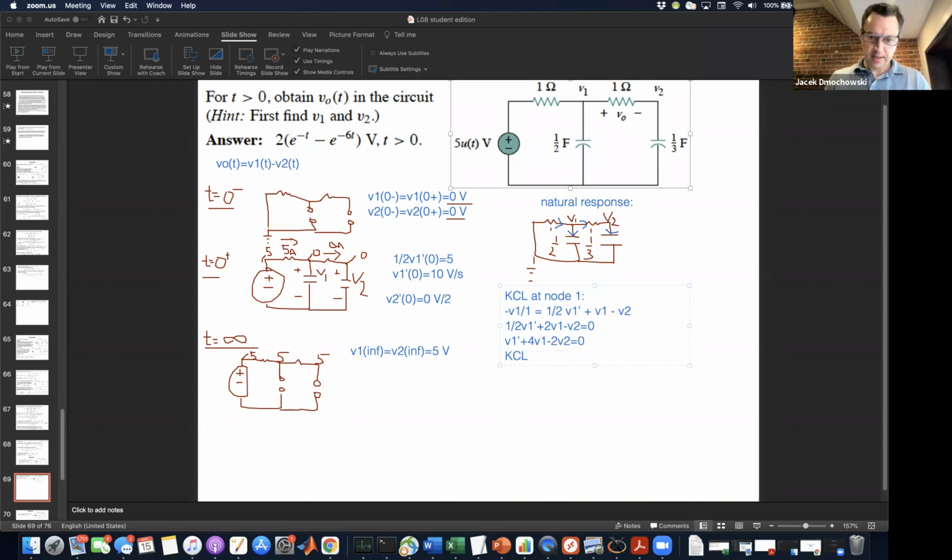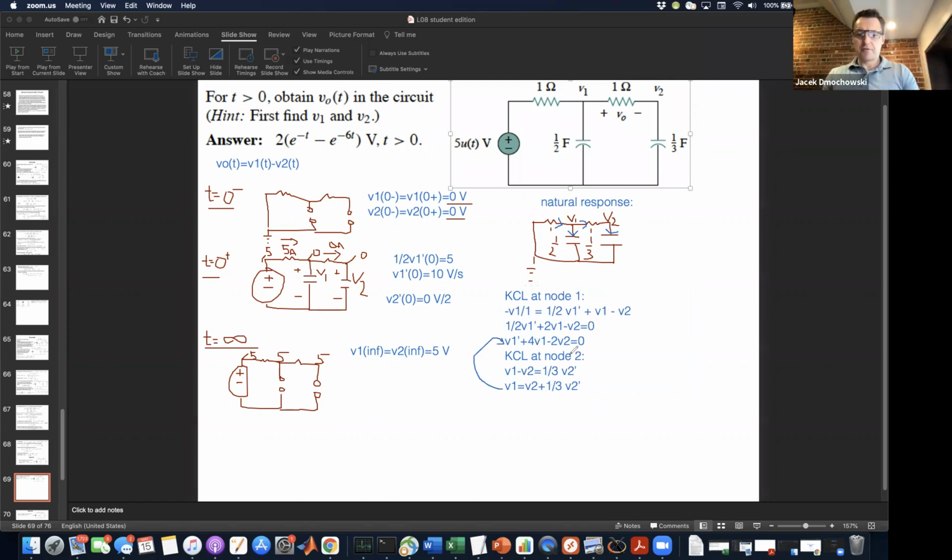And now let's apply KCL at node 2, which is even more straightforward. Just V1 minus V2 over 1 is equal to 1/3 V2 prime. So we have V1 minus V2 is equal to 1/3 V2 prime. And this is where we can isolate for V1. V1 becomes V2 plus 1/3 V2 prime. And the key step is here that we can substitute this into here.